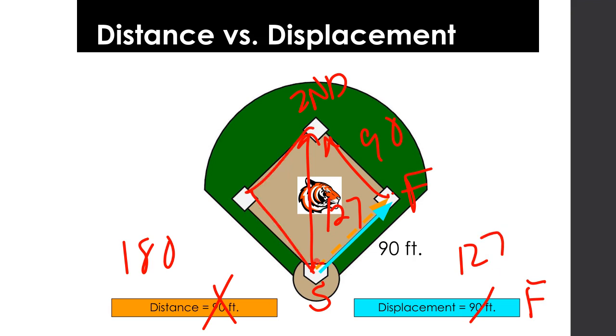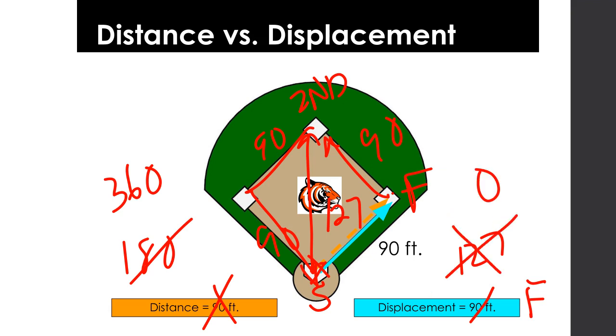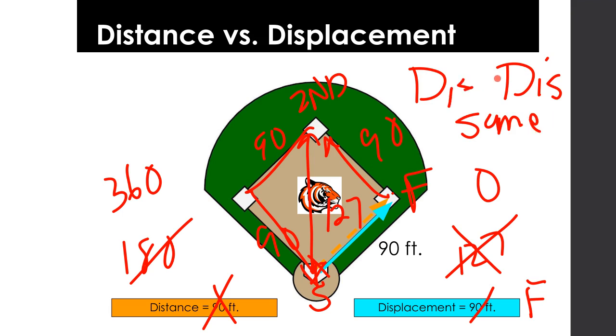If I go all the way around, 90, 90, 90, I make a home run. Now my distance is 360. But remember, we're talking about from the start to finish. If they become the same, my displacement is 0. Okay, so the displacement can be the same as the distance in this particular case, and it could be smaller than the total, because we got 0 if we go all the way around.